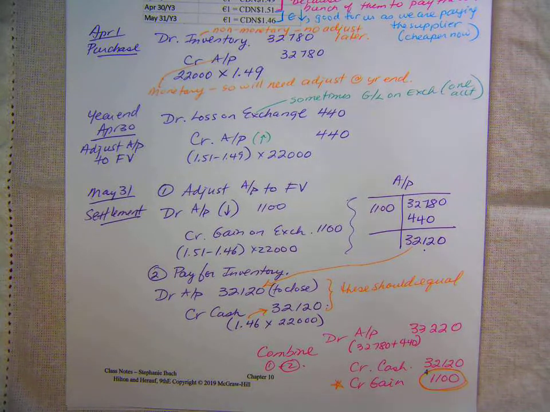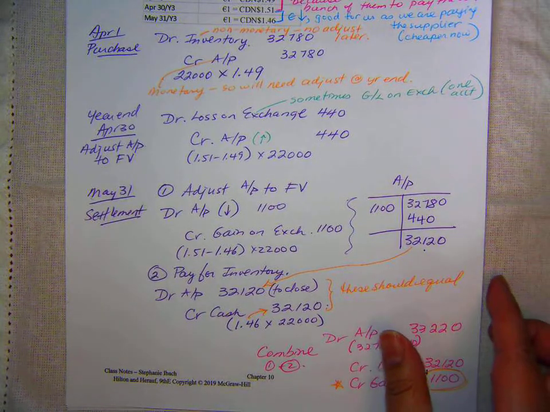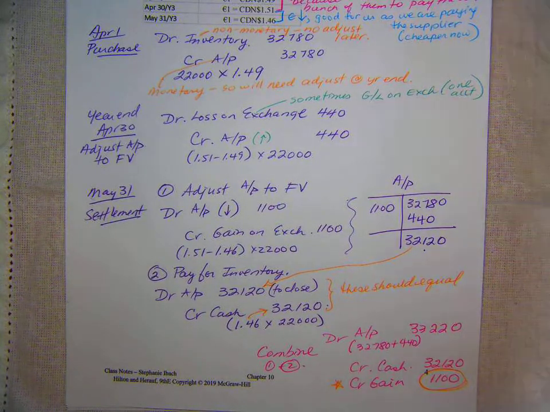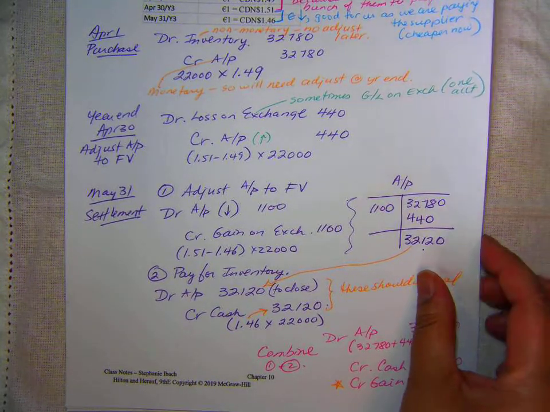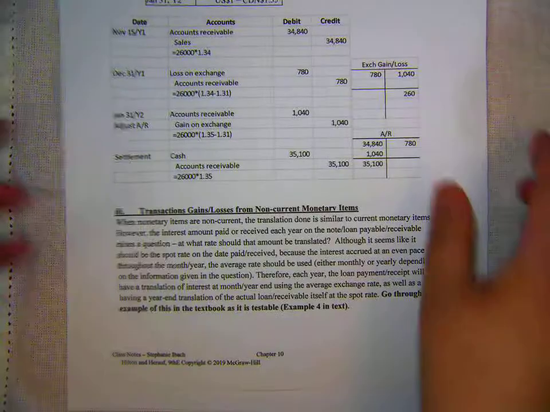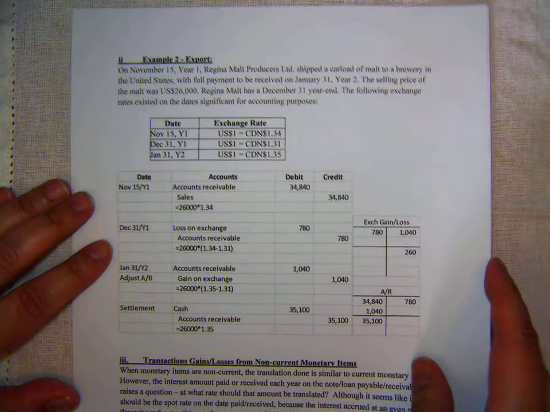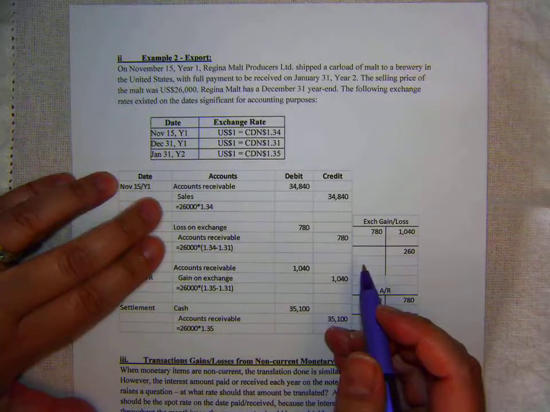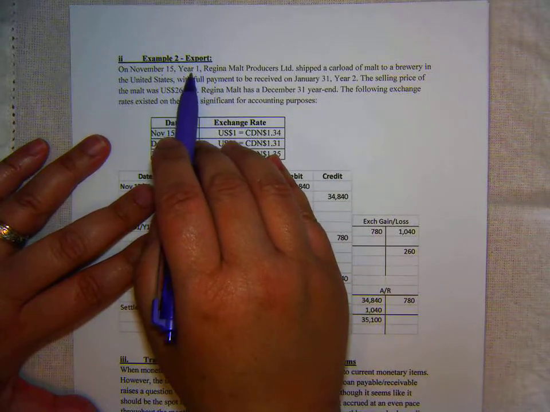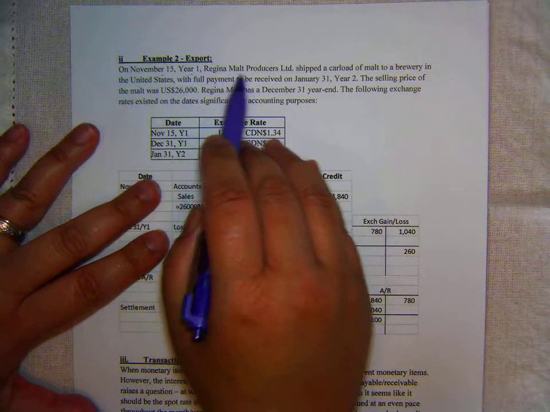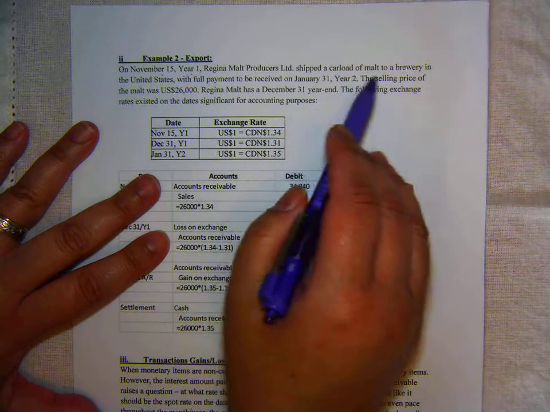Okay, so this was an example of us importing. We bought something from a foreign company, had to pay them, it's an import. So I just want to show you the difference now in example 2 on page 5 of an export. So we made a sale in this one. Okay, so on November 15th, year 1, Regina Malt Producers shipped a carload of malt.